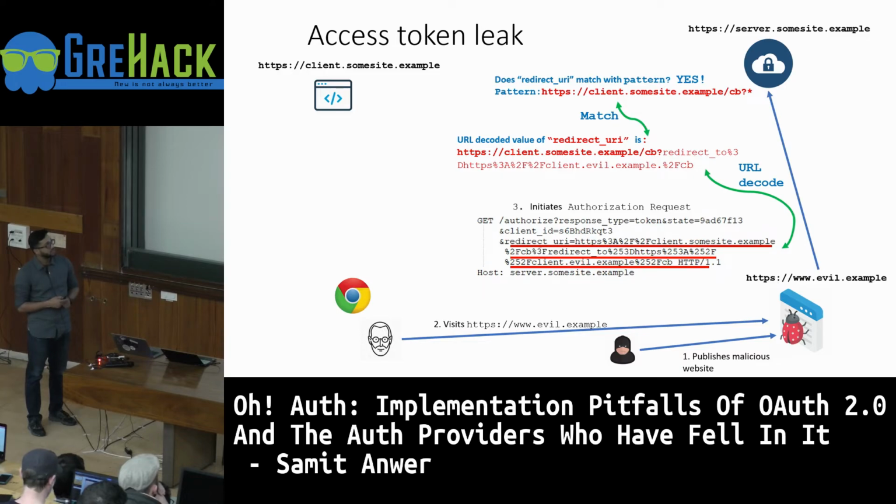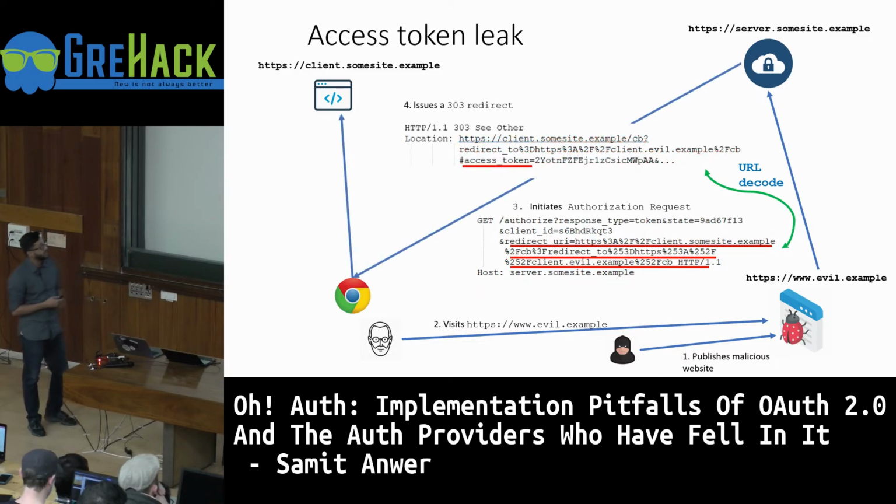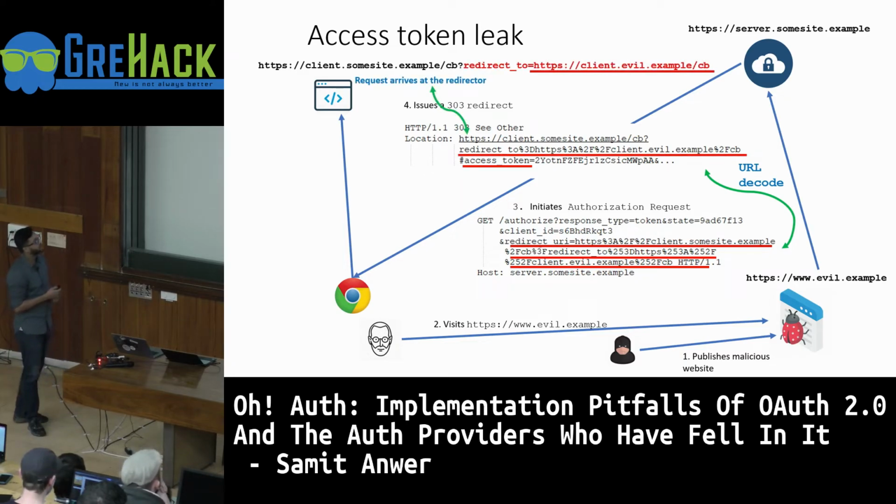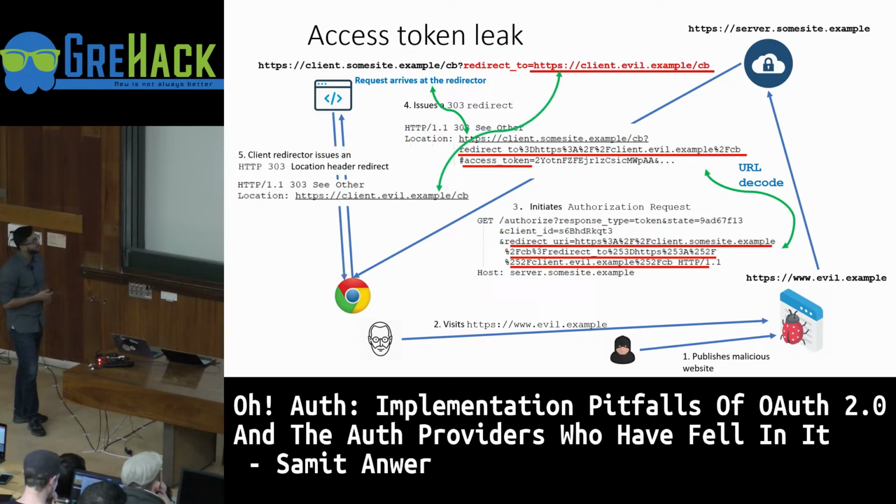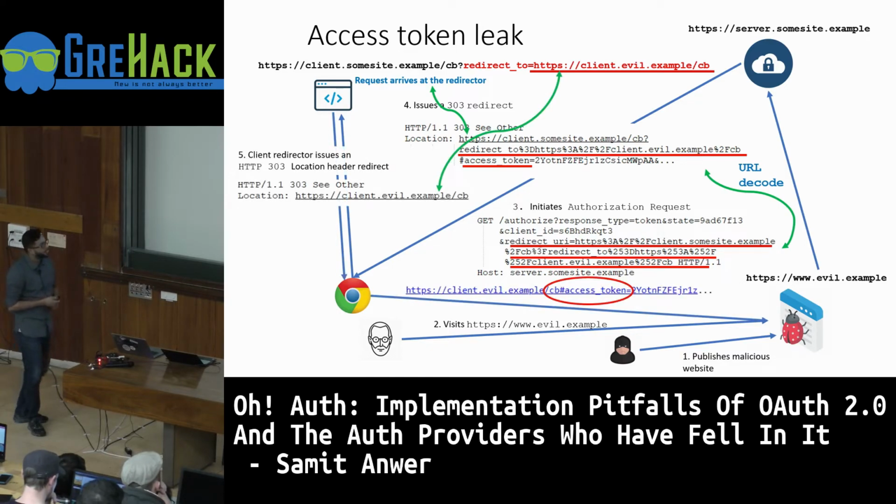So the auth server approves of the redirection and redirects the access token back to the client. And since the client has an open redirect exposed, it will redirect this particular access token back to client.evil.example. So as a URL fragment, you will get the access token, and the attacker can easily extract that value.